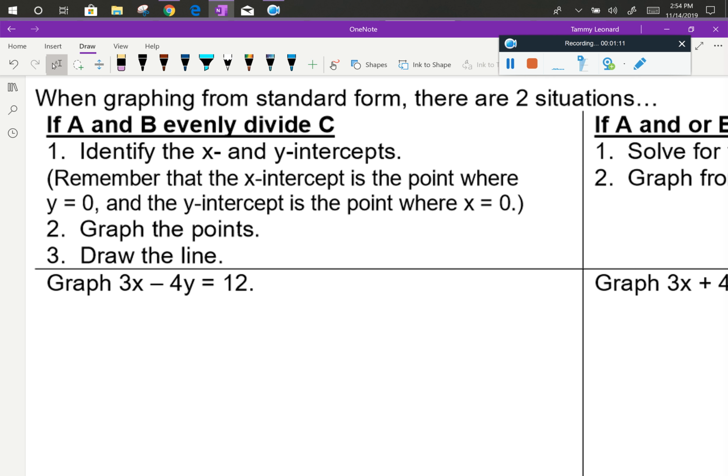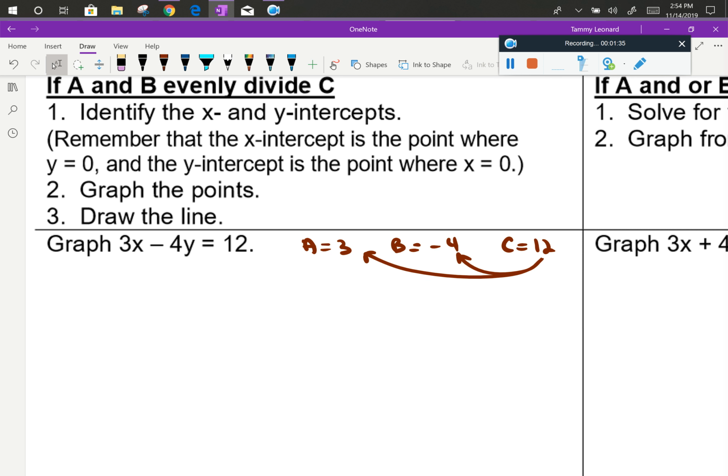So here's what we mean by a and b evenly dividing c. Notice we have 3 and 4. So a is 3 and b is negative 4. C is 12. Since 12 is evenly divisible by both 3 and negative 4, we can use this method for this problem. When we do this, we use the fact that in an x-intercept, y is equal to 0, and in a y-intercept, x is equal to 0, to find 2 points that are on the line.